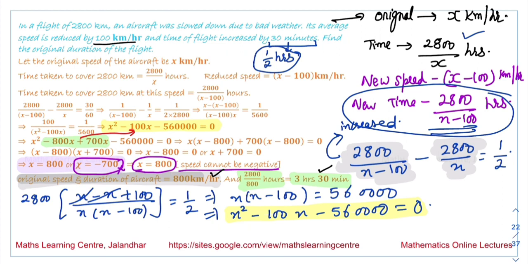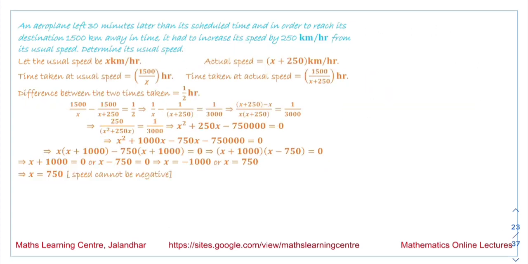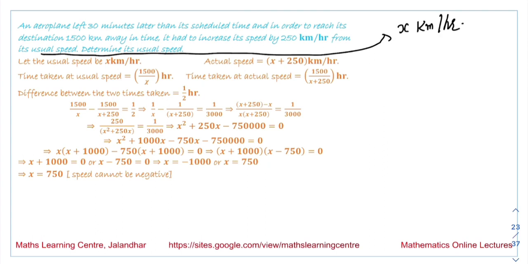The next question we have: an aeroplane left 30 minutes later than its scheduled time, and in order to reach its destination 1500 km away in time, it has to increase its speed by 250 kilometers per hour from the usual speed. So suppose the usual speed of the aeroplane is x kilometer per hour. Now the distance we are talking about is 1500 kilometers.